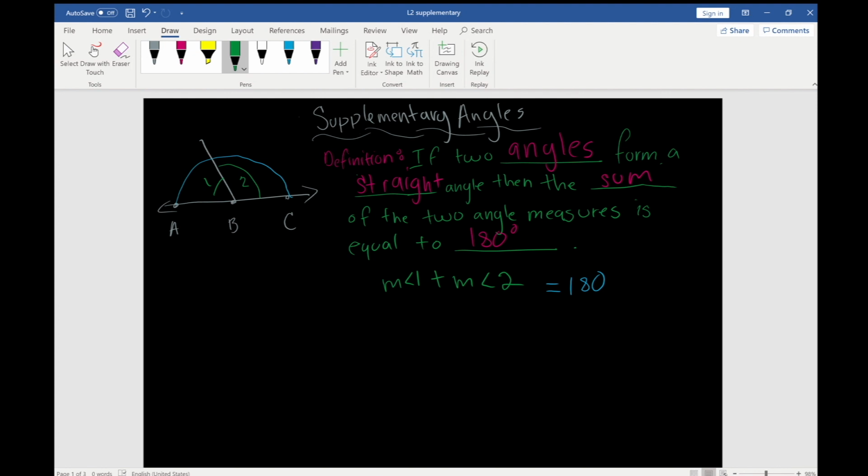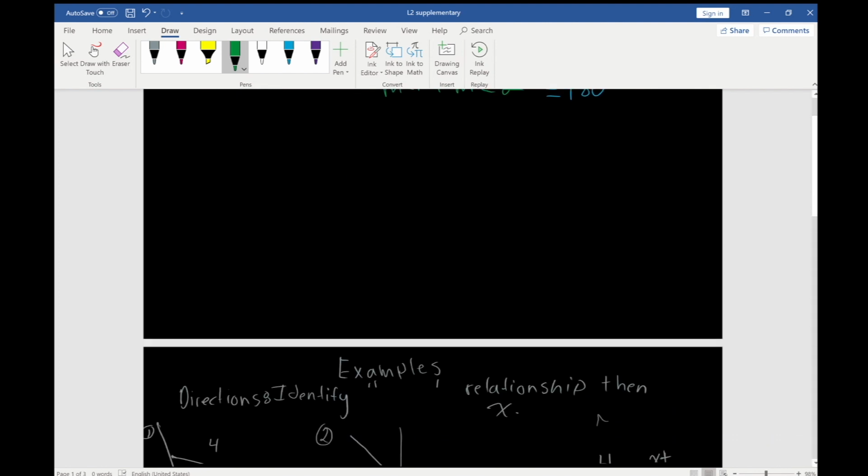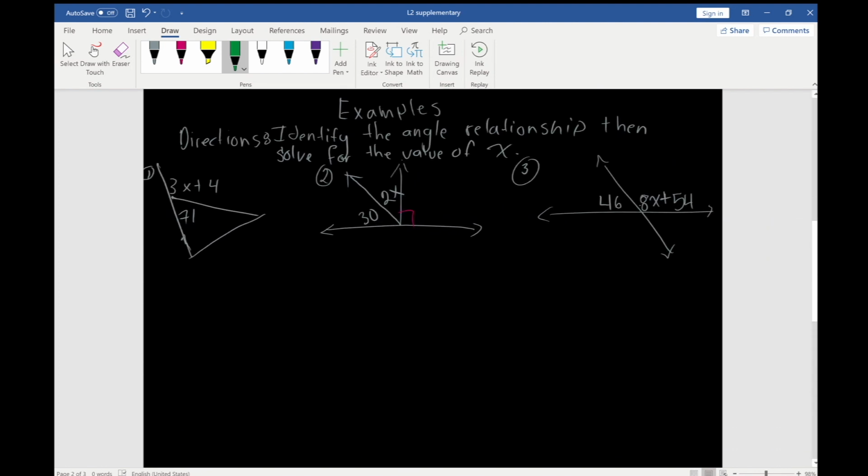So let's go over a formal example. So here in the bottom. Directions: identify the angle relationship, then solve for the value of x. So the angle relationship first. So far we have only gone over two different angle relationships, the first one being complementary and then the second one being supplementary. So for the first one that we have here, I have to figure out what relationship they are first. So this angle and then adding this angle, together they're making the larger angle, which is this one.